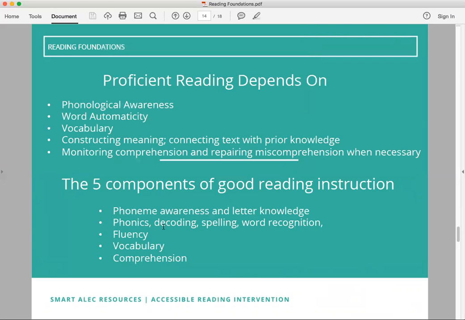So the 5 components of good reading instruction would include that we need to make sure that we're hitting on phoneme awareness and letter knowledge, that we've got that sound symbol correspondence, that phonics and decoding piece, that we've got good spelling and word recognition, that we're focusing on fluency, vocabulary, and comprehension. Those are the 5 pieces that must happen in good reading instruction.